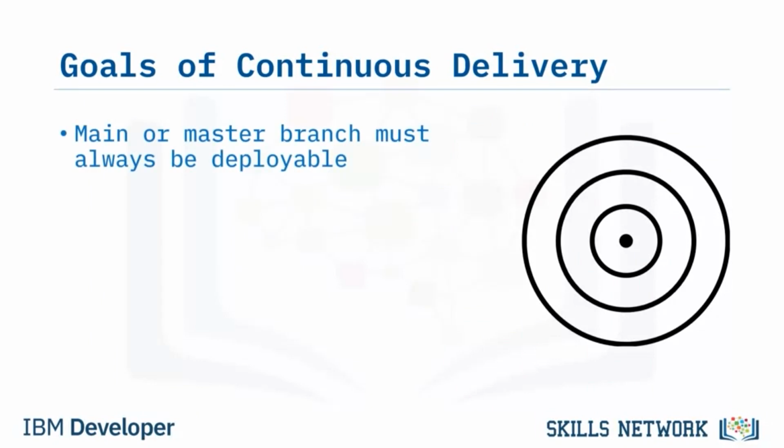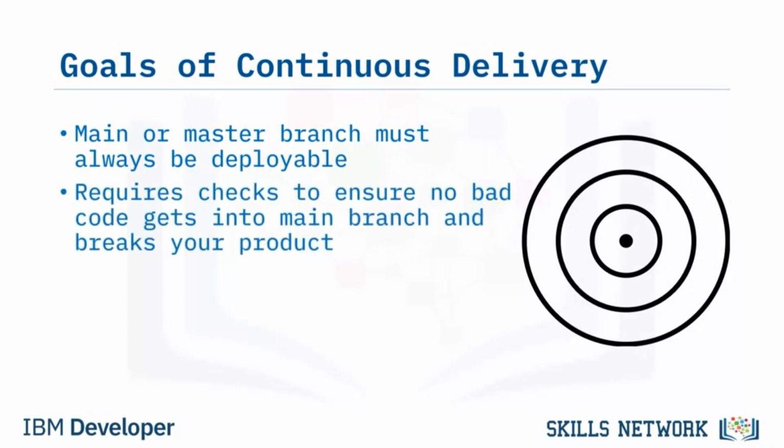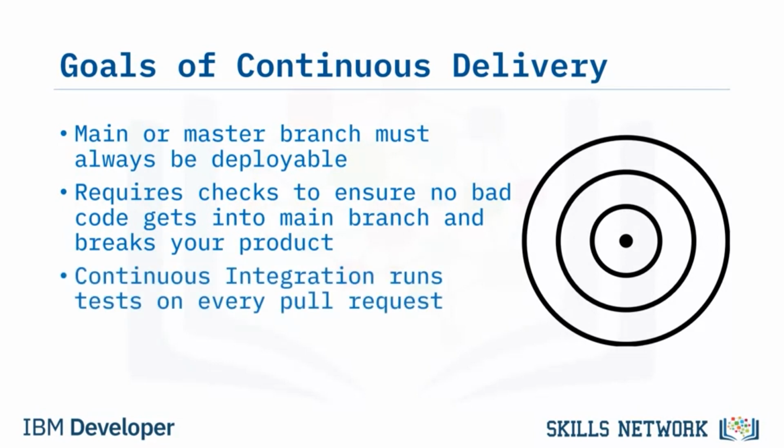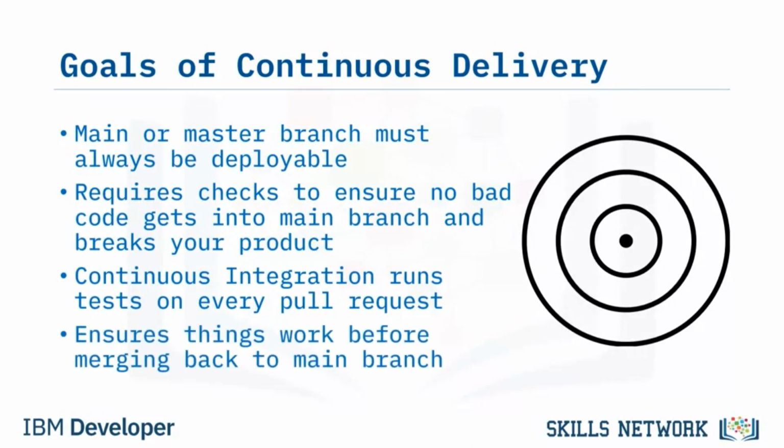To release to production at any time means that the main or master branch must always be deployable, which means that you've got to have a set of checks in place to make sure that you don't get bad code into that main or master branch that could break your product. And this is absolutely key. And that's why you use continuous integration to run the tests every time there's a pull request. Working in separate feature branches and using pull requests ensures that any code you have written is working correctly before you merge it back into the main branch.